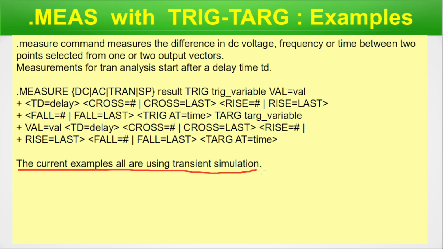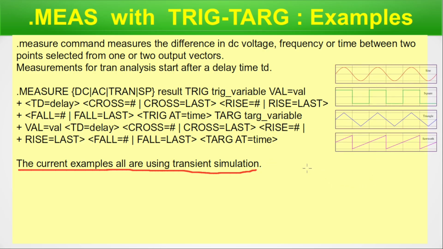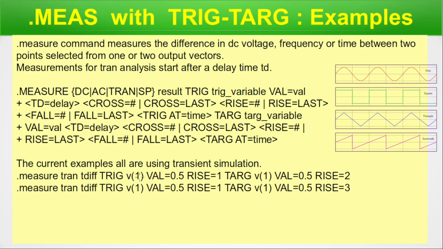Here is the syntax, we will not go in detail, and the current examples are using the transient solution. So let us have the waveforms again. It will be better to understand through the waveforms. First, you can see that the trigger and target are present, and both are on V1, right? So that means a single waveform. You can see V1 is here and V1 is here. We are operating on the same waveform, and you can see from rise 1 to rise 2. So this is rise 1 and this is rise 2. Value is 0.5.